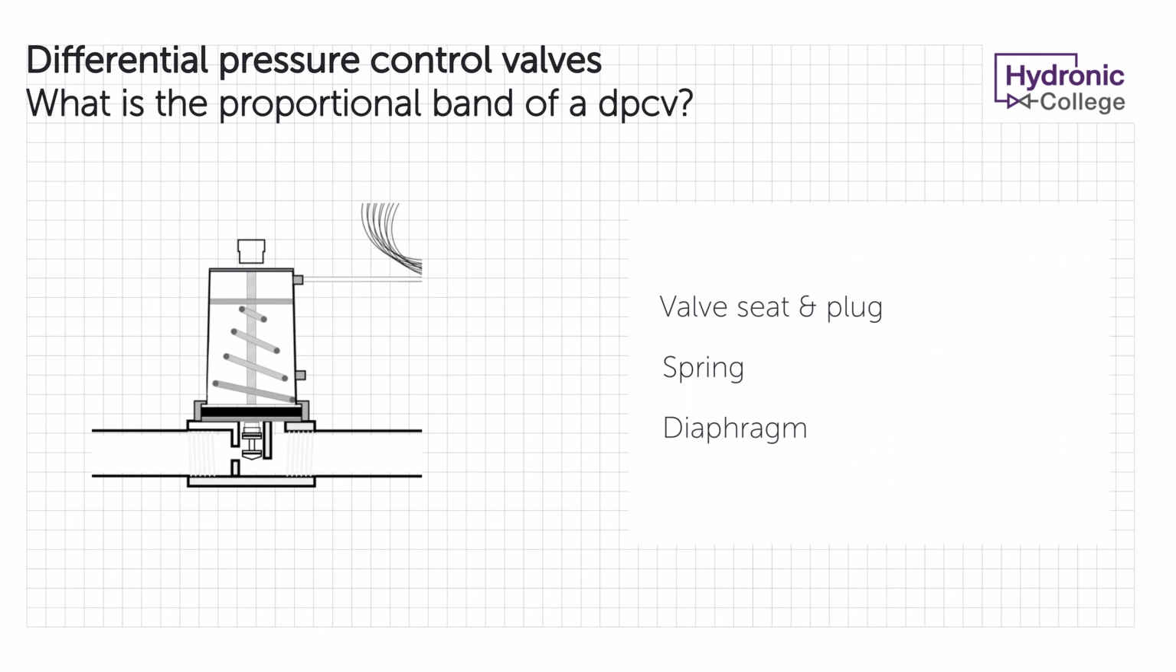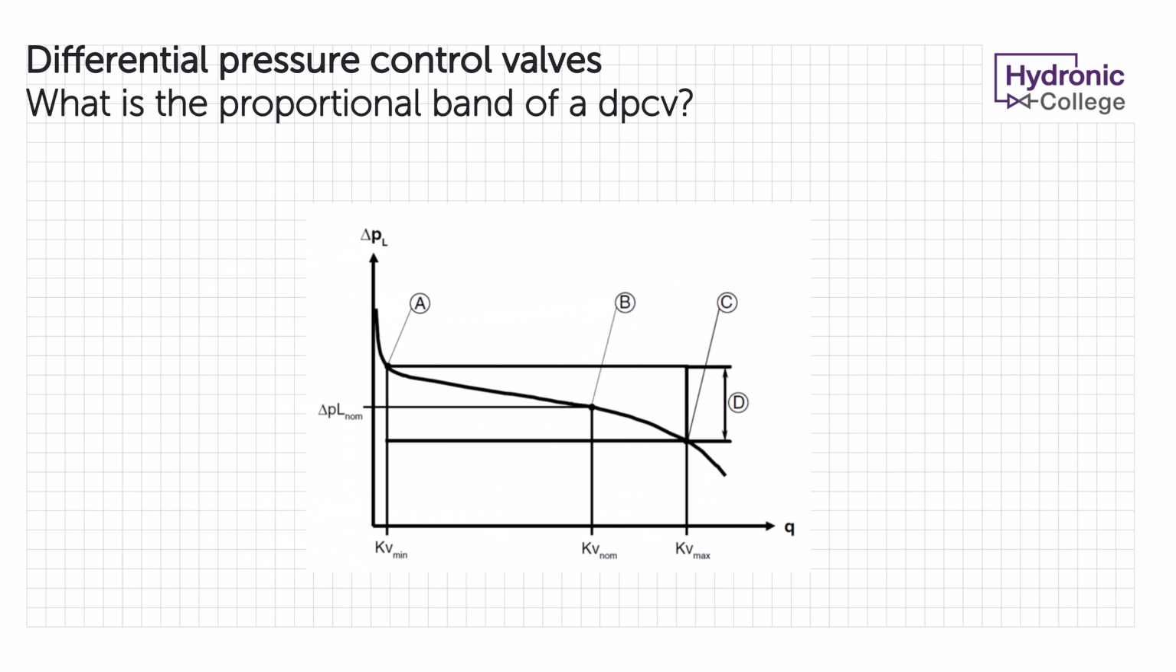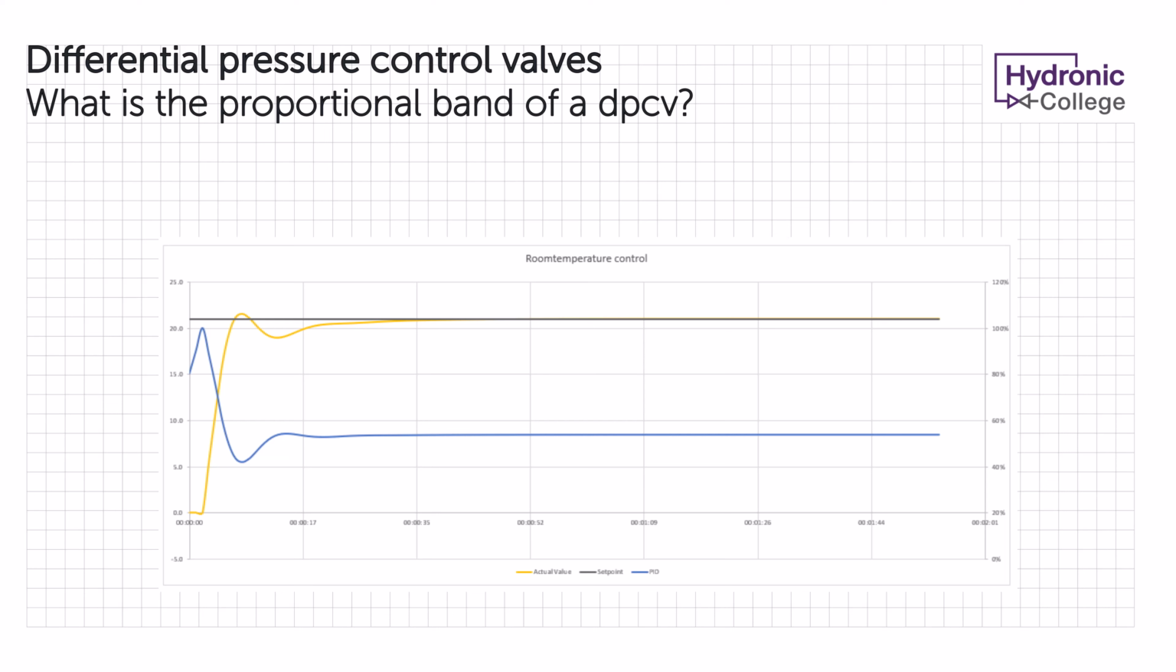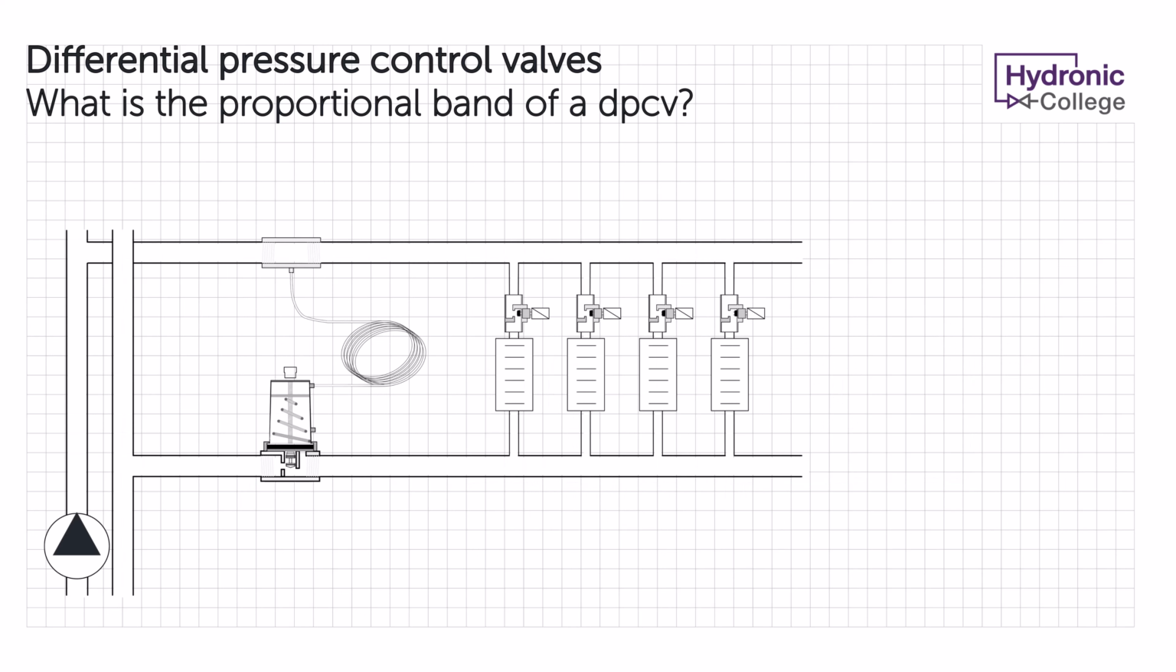So, what is the theory behind the proportional band? You might recognize the term proportional band from control and automation. In control systems, proportional control refers to a type of regulation where the response is proportional to the difference between the measured value and the desired set point.